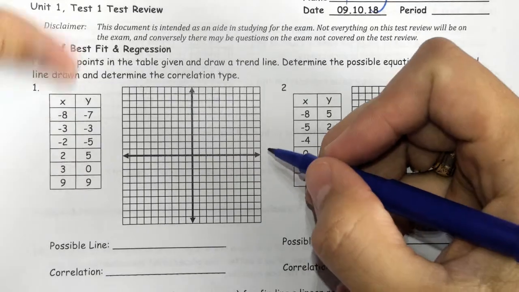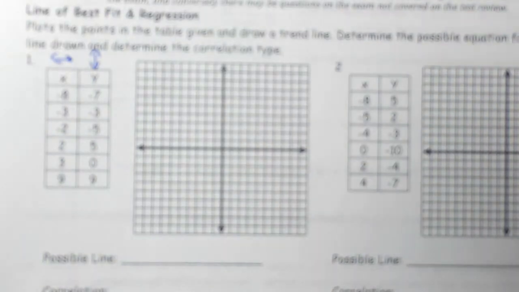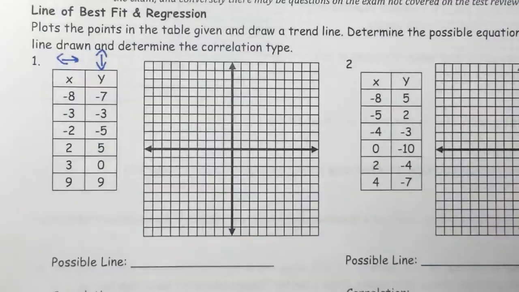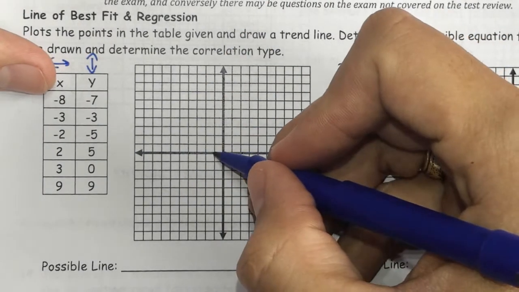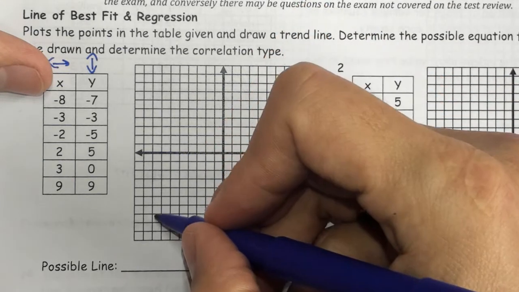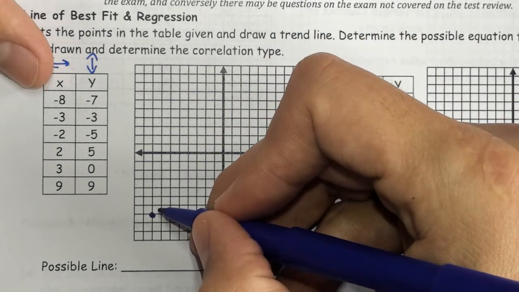First point is -8, -7. First one is always my left and right. Second one is always my up and down. Okay, so we have -8 here, -7. There's that point. 8 to the left, 7 down.